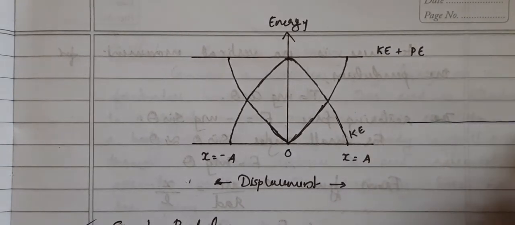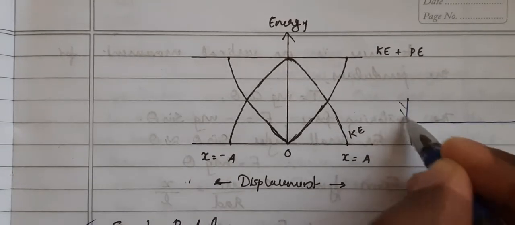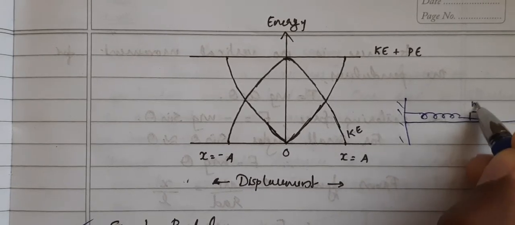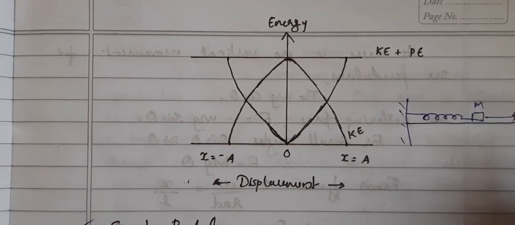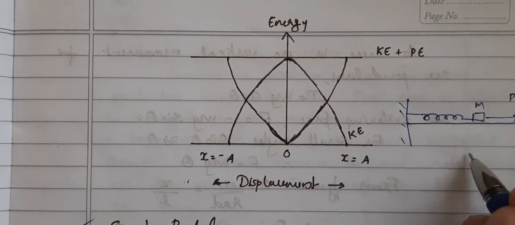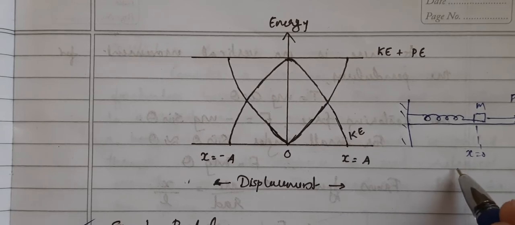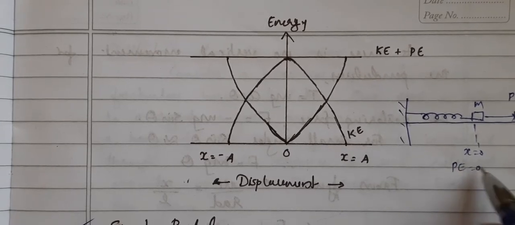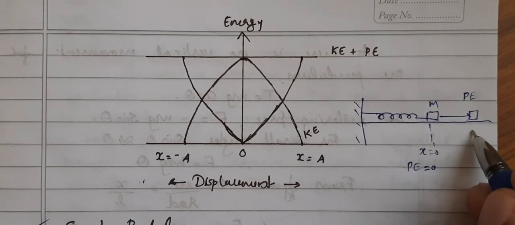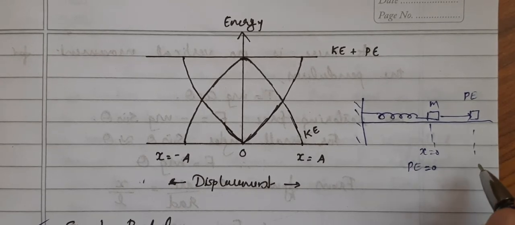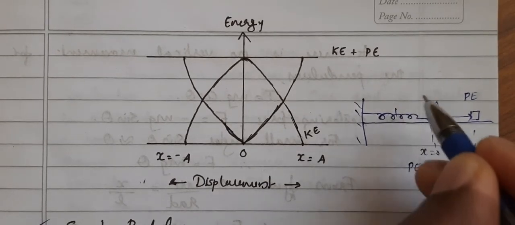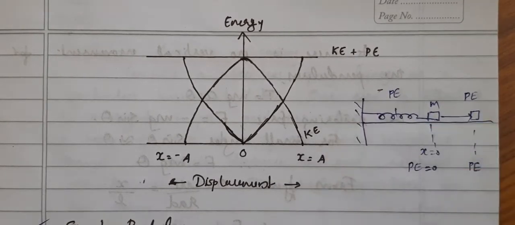We have a spring here, and the spring is attached to the wall. There is a body under oscillation having mass m. I take it to one side, stretch it. It has potential energy. Release it, while it is oscillating it has kinetic energy. So this is at x equal to 0, the mean position. Here it has zero potential energy, because it is in a relaxed condition. But when I stretch it up to here, it has maximum potential energy. Release it, its potential energy decreases. Here it has a maximum potential energy in the opposite direction, negative maximum value.